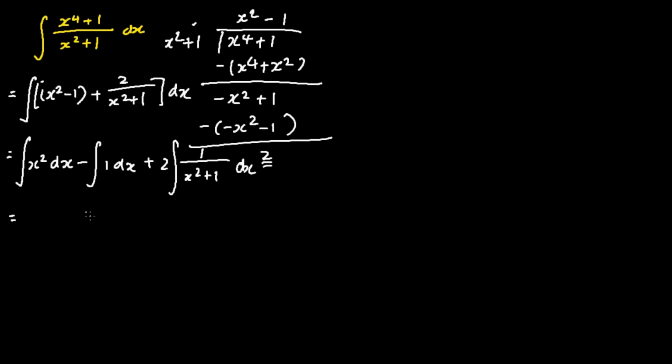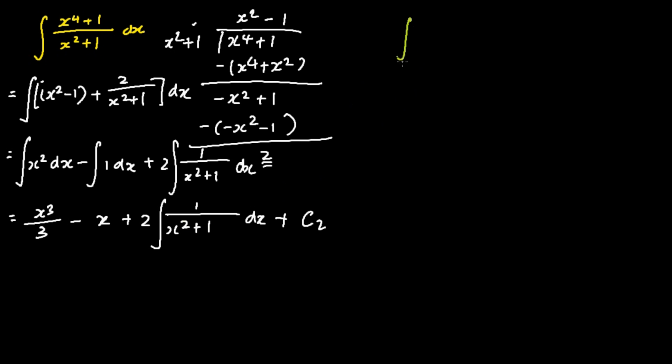And from here, we can proceed to evaluate the first 2 integrals. The integral of x^2 dx is x^3 over 3. And the integral of 1 dx is basically just x. And we leave at the moment the third integral as it is. And of course, after we evaluate the indefinite integral, we have to have a constant behind. Let's call it C2. How do we go about doing the integration of 1 over (x^2 + 1)?